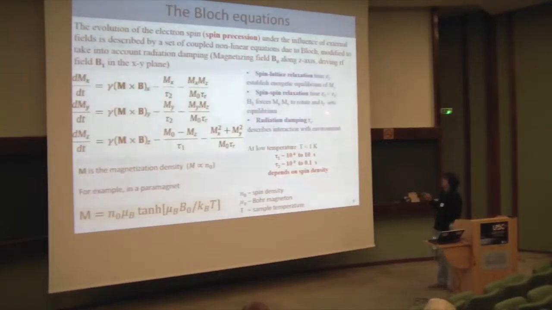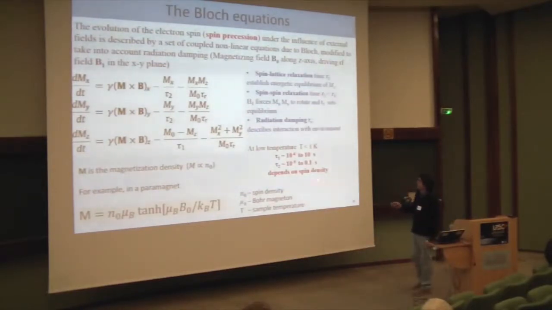Then there is the spin relaxation time. That's really the coherence time of your material. In fact, it determines the line width. And there is another time which is called radiation damping, which describes the interaction of your system with the environment. These are important because these times are the key times to calculate the signal strength.